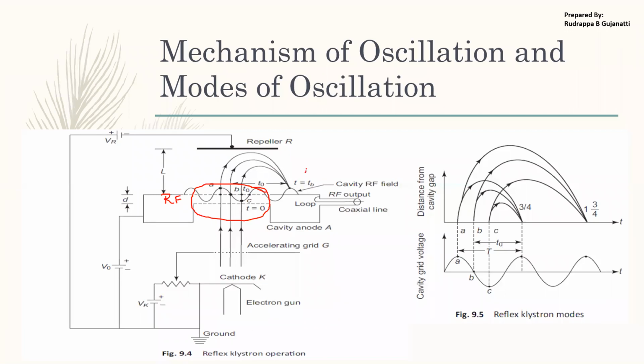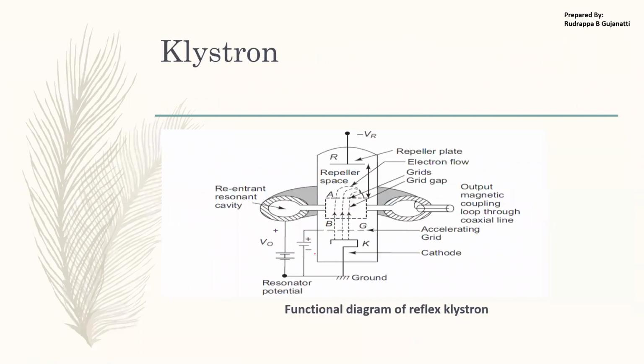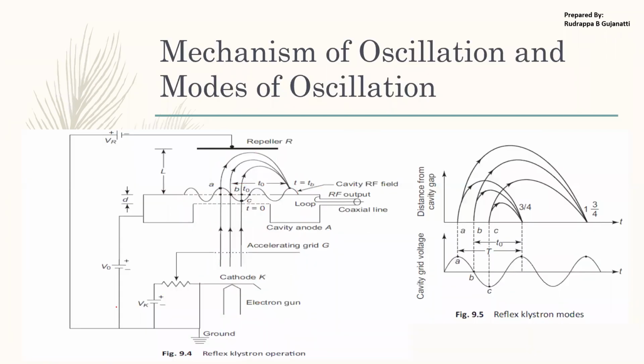It is along with all these operations that we discussed previously. So in this case, you can just recollect the same thing as we discussed over here. So this is the mechanism of how the oscillations are being generated. So there is an electron gun.